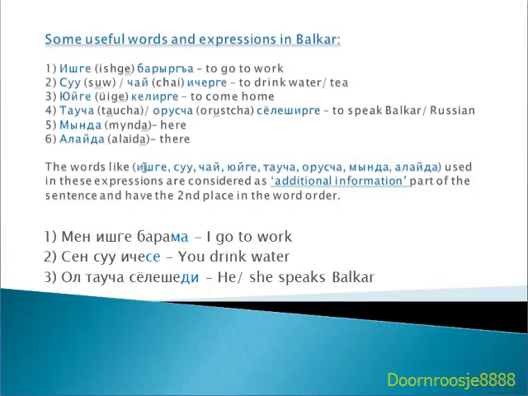The words like ishke, su, çay, uyge, Davça, Orusça, manda, alayda used in these expressions are considered as additional information. You remember the scheme before? So here is all about that. The additional information part of the sentence has the second place in the word order, as I said. So min işe barama, sen su içesem, ol Davça söyleşerim. It's like examples.